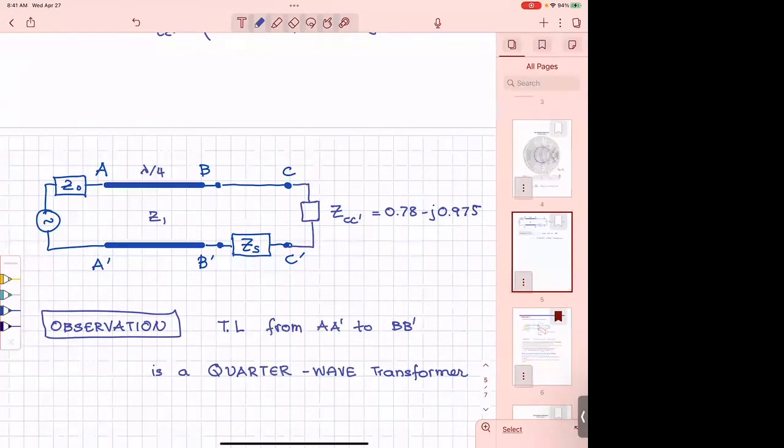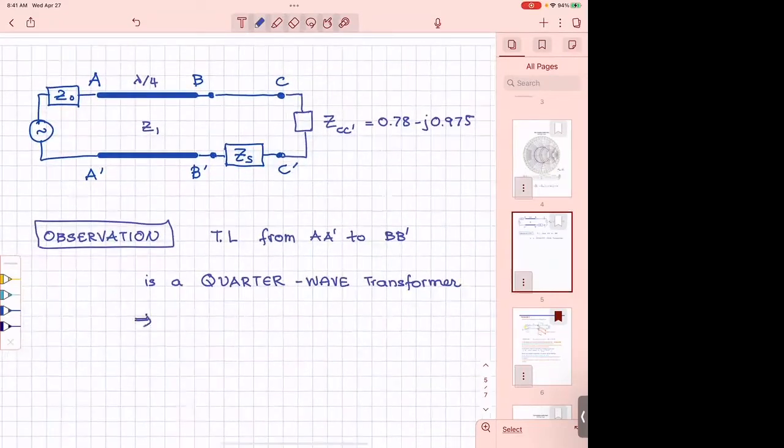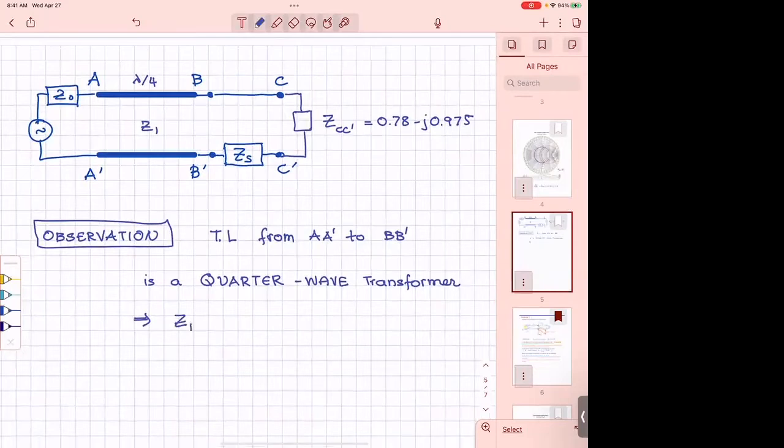And therefore, what do I need to do to be able to use it as a quarter wave transformer? You remember that one of the conditions is that the quarter wave transformer only works if the load here is real. So that implies that the combination of these two impedances has to be real. That implies that Z input at B prime, which I'm going to see from here rather, has to be real.